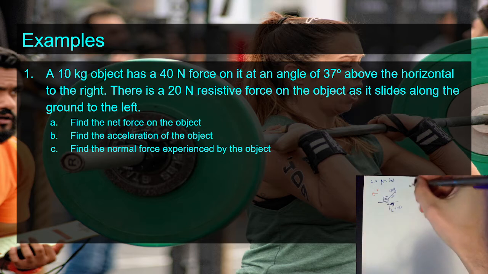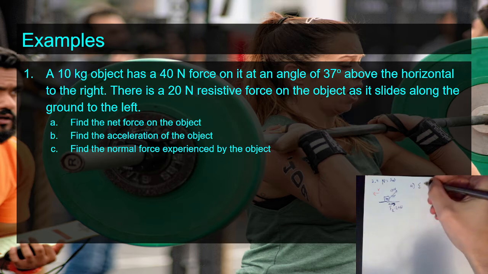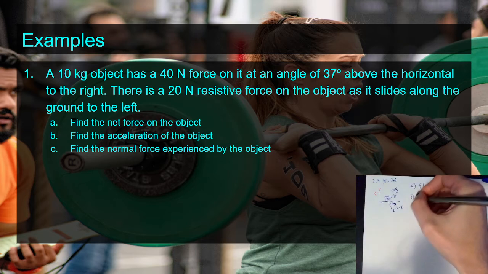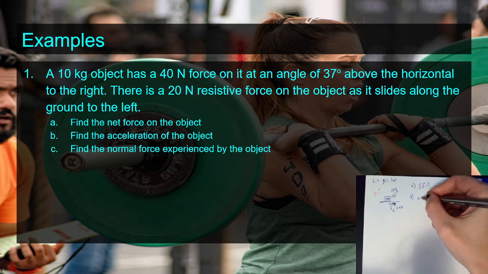A is asking us to find the net force on the object. B is asking us to find the acceleration. And C is asking us to find the normal force.